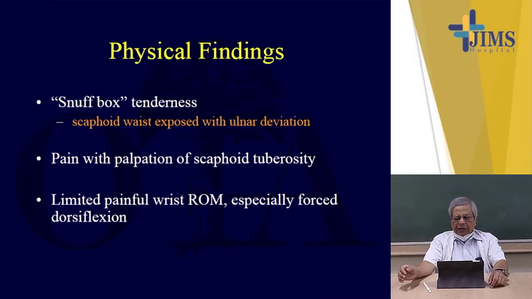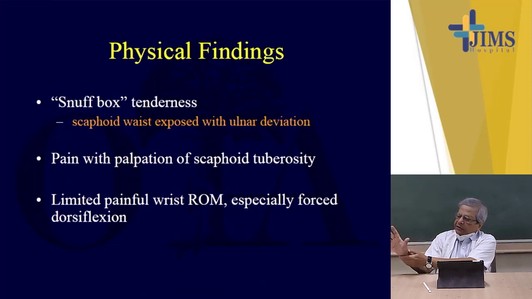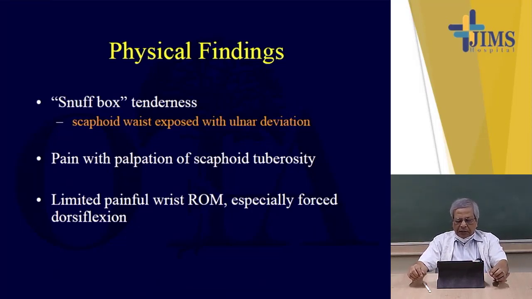Physical findings are snuff box tenderness. This is the anatomical snuff box. I don't know whether you are able to see it or not. In scaphoid fractures, the tenderness is localized to this place. The scaphoid waist is exposed with ulnar deviation. There is pain with palpation of the scaphoid tuberosity.